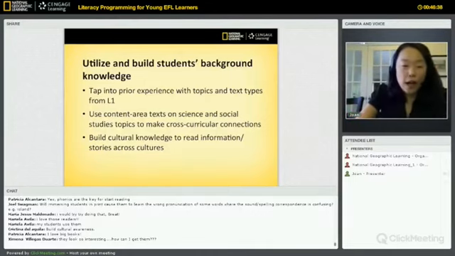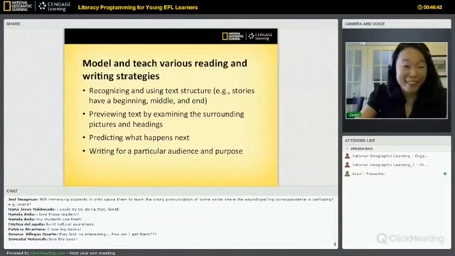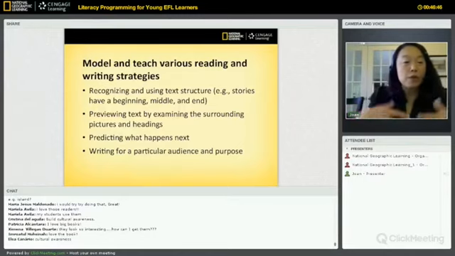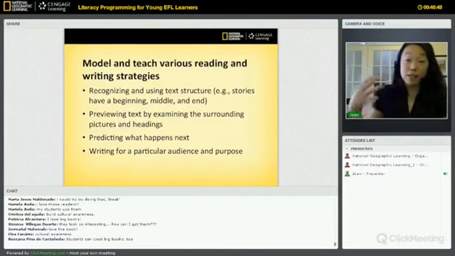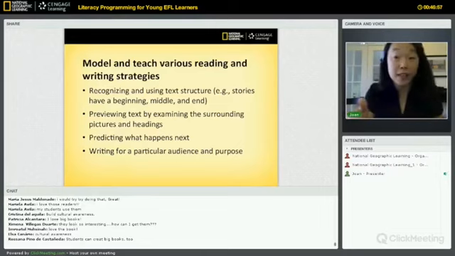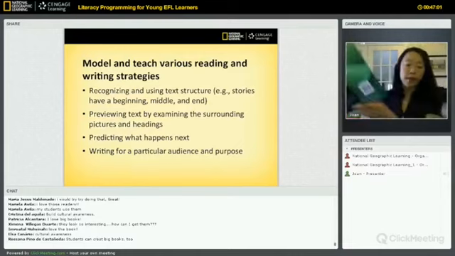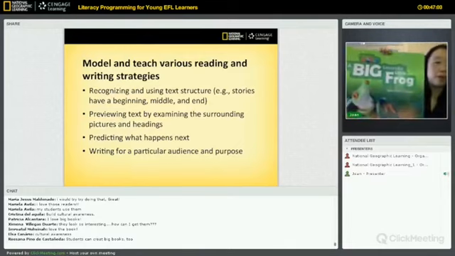All right, so next, we want to make sure we're modeling various reading and writing strategies. Okay, so we want to make sure that students are able to recognize text structure and are previewing the text and examining the surrounding pictures and predicting what's happening next. Right? We want them to also be able to write for a particular audience and purpose and pay attention to that.